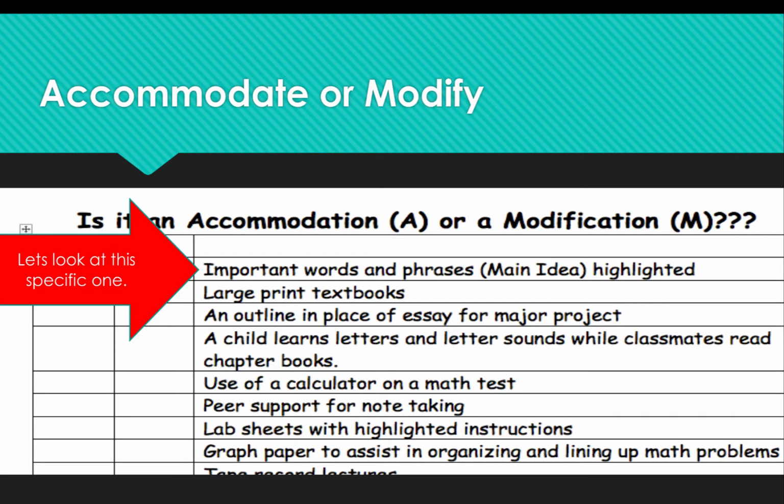Now I want you to take a closer look at that very first one: important words and phrases, the main idea, the central idea, whatever it is, highlighted. Now I want you to think about that. Most often, you guys have marked that that is an accommodation. Well, is it? Let's take a look.